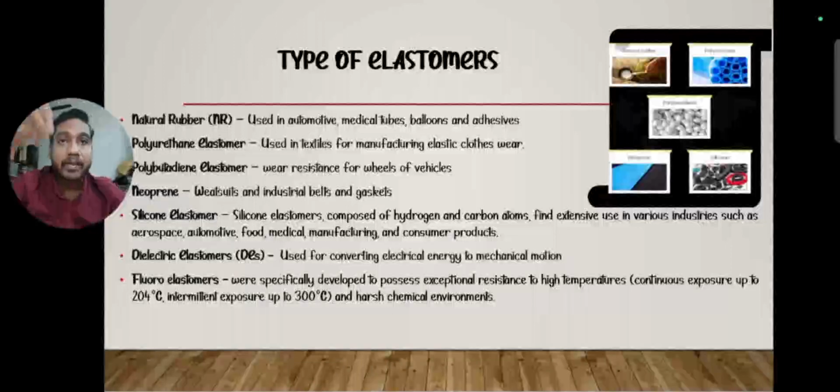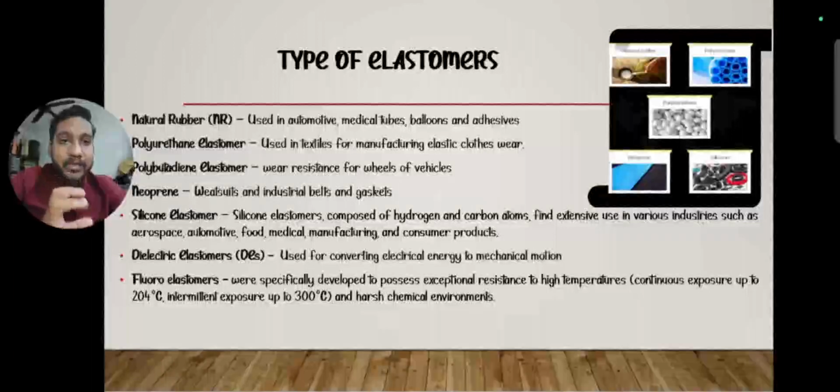Okay, let's see NR, natural rubber. It is normally used for automotive parts. It is used in medical tubes, balloons, and adhesives. Polyurethane elastomers are used in textiles and manufacturing for elastic clothing. Polybutadiene elastomers are resistant, so they are used for vehicle wheels, the rubber of the wheel. And silicone elastomers are usually used in the medical industry, food, automotive industry, aerospace, and many more.